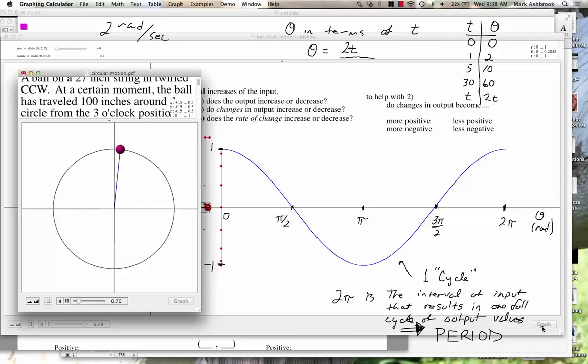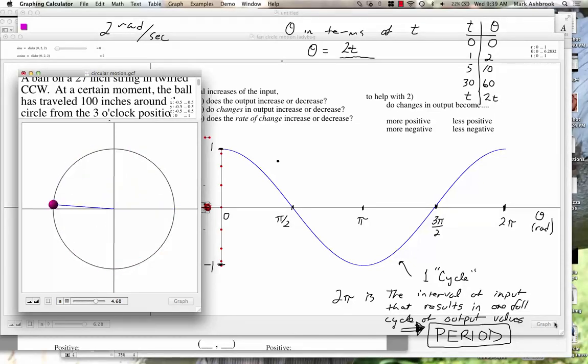So what is the period of cosine? What interval of input gives us one cycle in cosine? 2 pi. This is really important because every other period that we get related to cosine and sine is going to be based on the original cosine curve that has a period of 2 pi. So it's important that you can articulate what the period is. It's the interval of input that results in one full cycle of output values, and that is 2 pi.